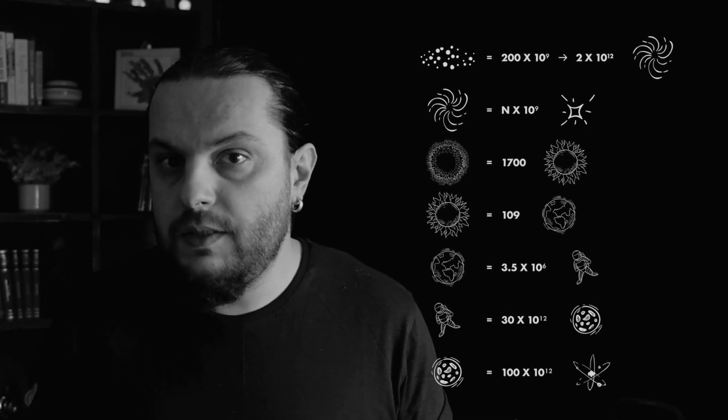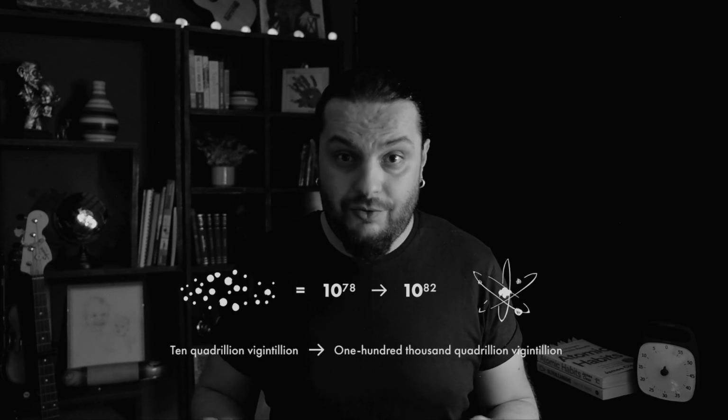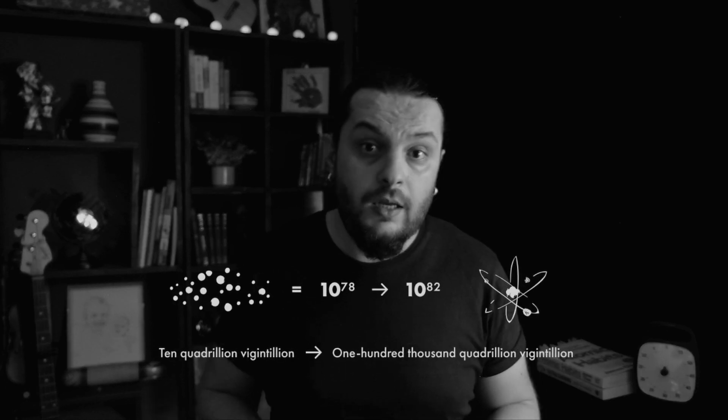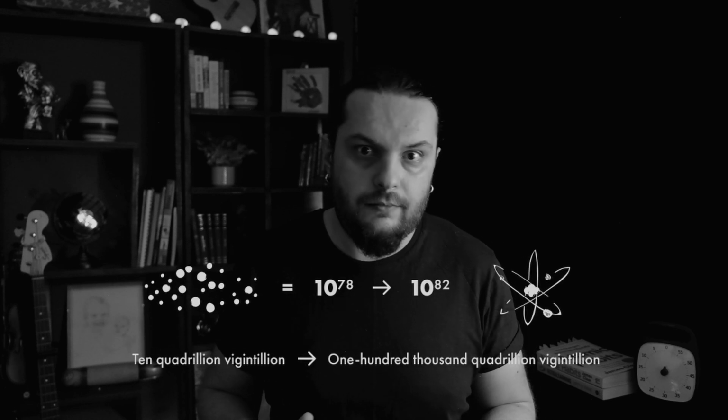Now take a minute and do the math of how many atoms are in the known universe. All good? Great. If your result is between 10 quadrillion vigintillion and 100,000 quadrillion vigintillion atoms, then you're right.